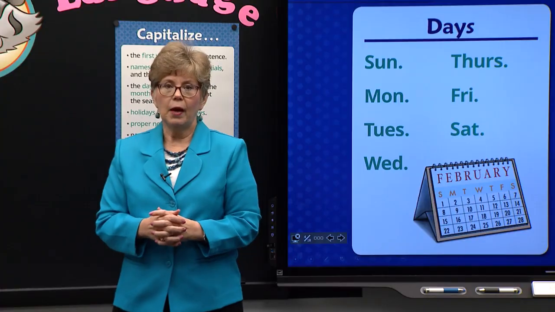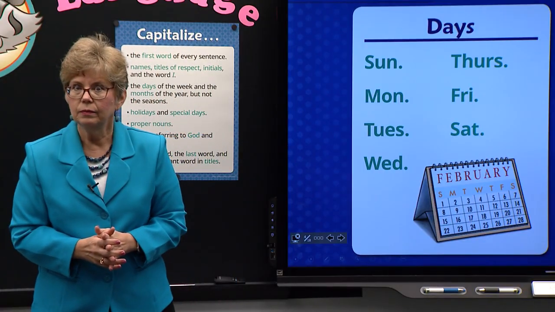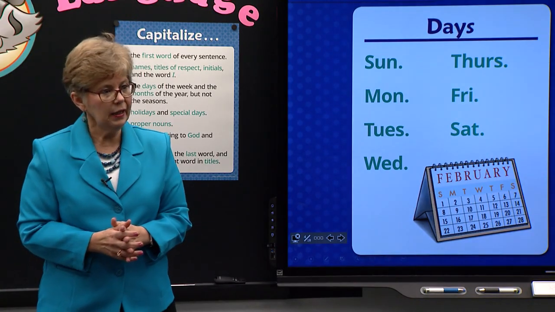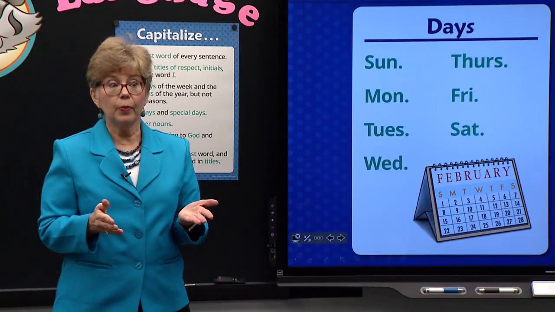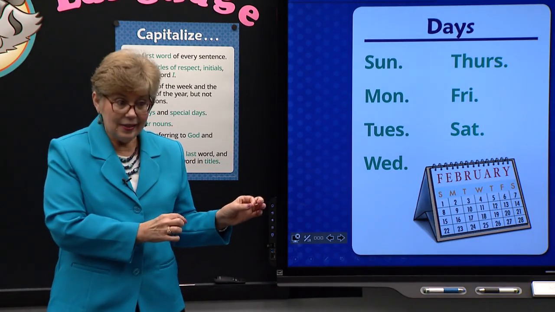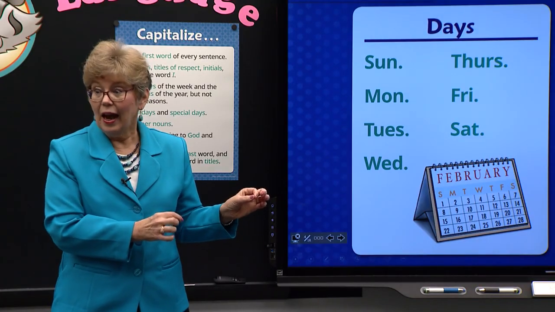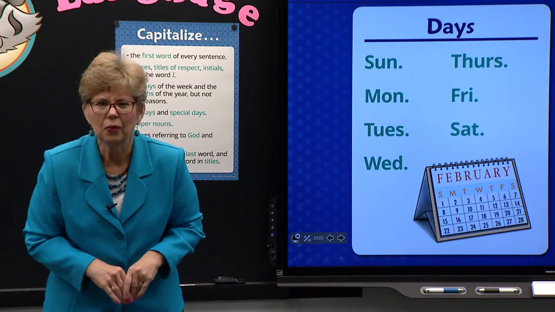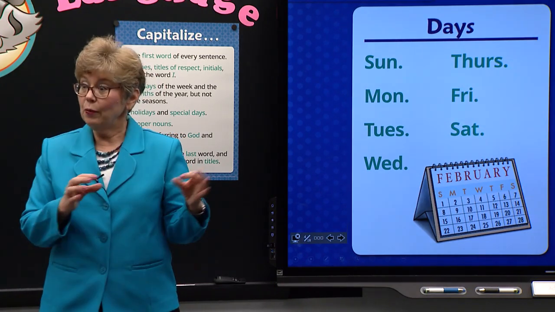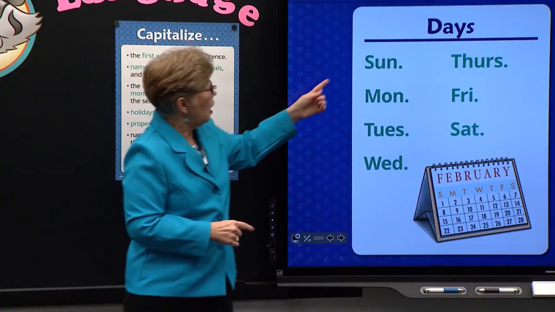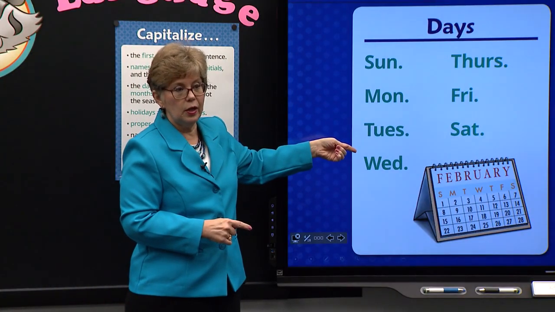If I said, my birthday is on a day, well, that's nice to know. It could be any day. If I said, my birthday is on Wednesday of this week, now you know a specific day. My birthday's not really on Wednesday of this week. But that would be a specific day, a particular day. So we would capitalize the abbreviation just like we would the noun.